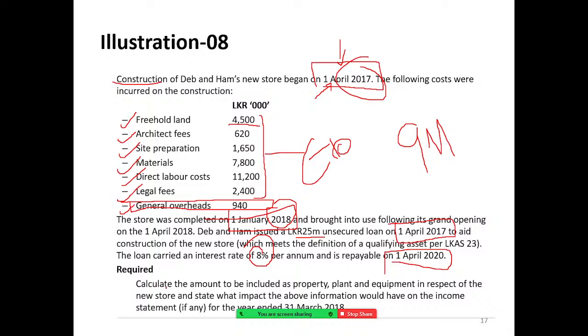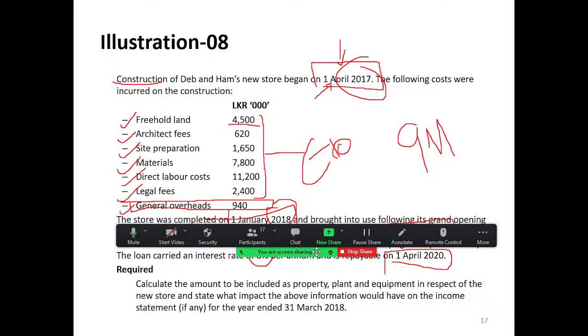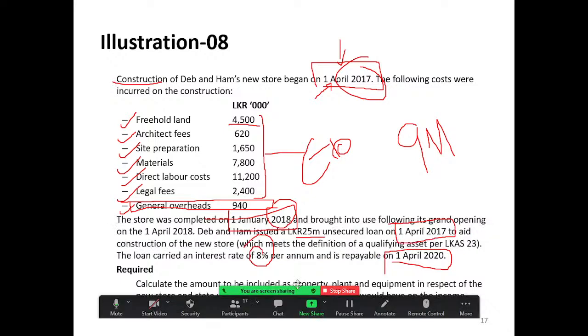Calculate the amount to be included as property, plant, equipment with respect of the new stores and state what impact the above information would have on the income statement, if any, in the year ended 31st March 2018. So the construction is completed in 2018.